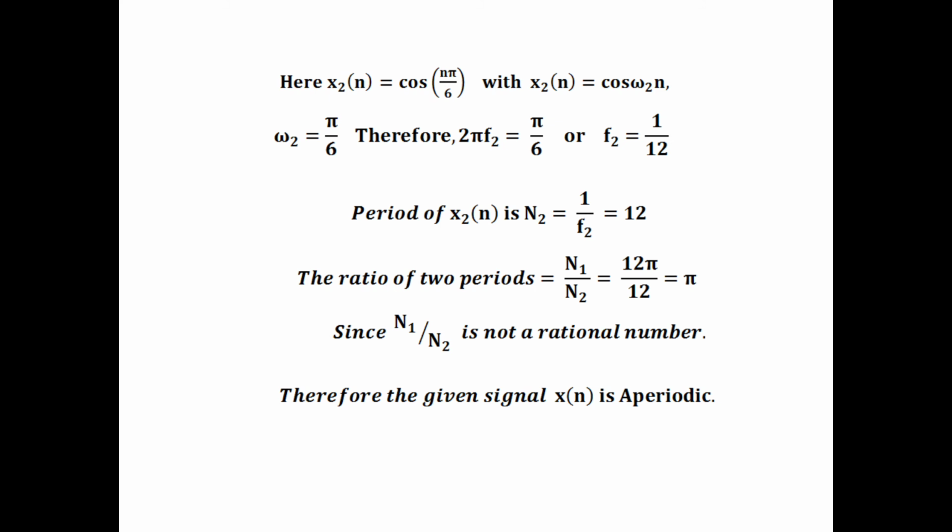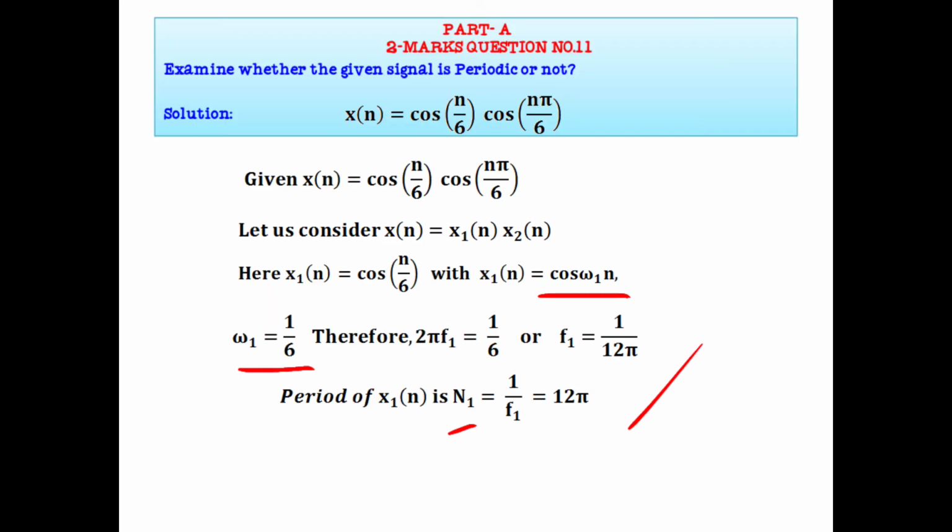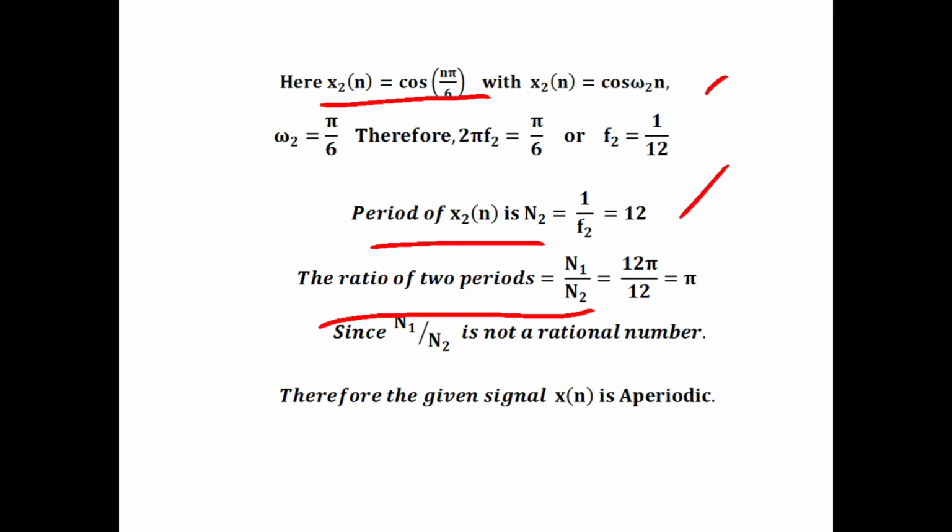What about the second expression? x2 of n equal to cos of n pi by 6. Compare it with the general expression, or you can write omega 2 is equal to pi by 6. So, calculate the period of x2 of n as N2. N2 is equal to 1 by f2, which is 12. So, the ratio of the two periods is N1 by N2, which is 12 pi. What is N1? N1 is 12 pi here. What is N2? N2 is just 12.